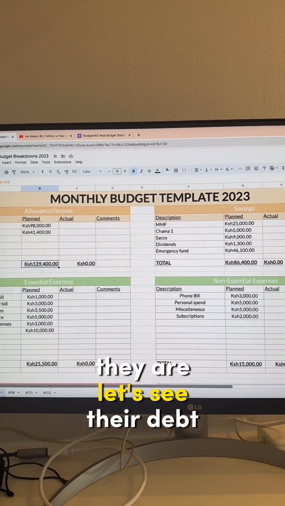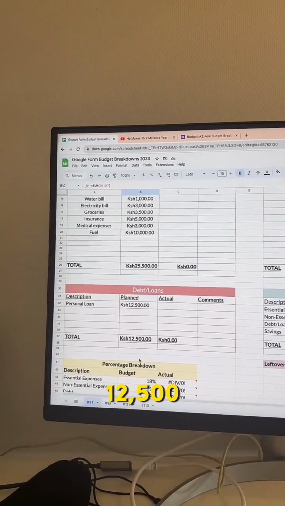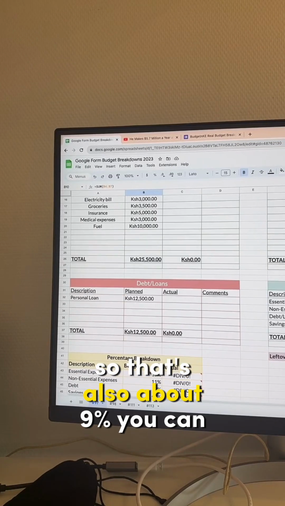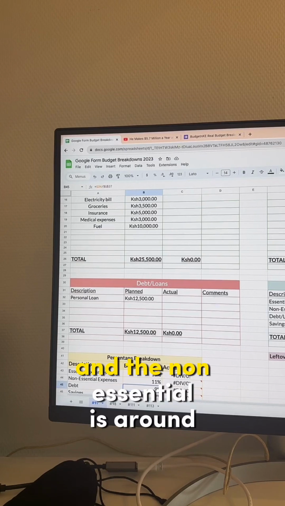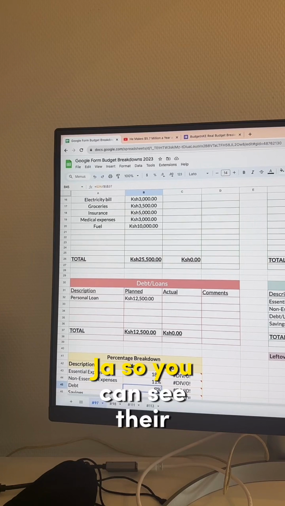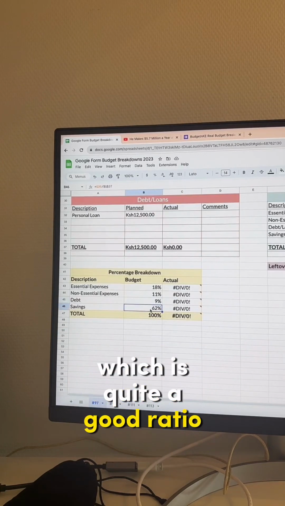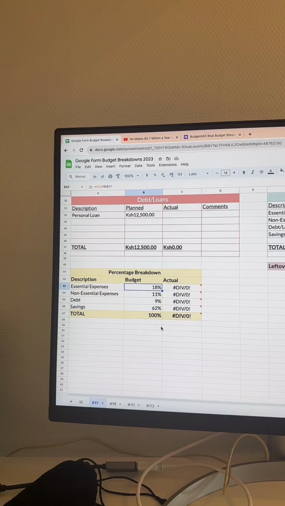And then, let's see their debt. They have a personal loan of 12,500. So that's also about 9%, you can see, of their net income. And their non-essential is around 15,000. Yeah, so you can see their savings is around 62K. 62%, which is quite a good ratio, right? 62% savings, 11% non-essential, 18% essential, which is quite good.